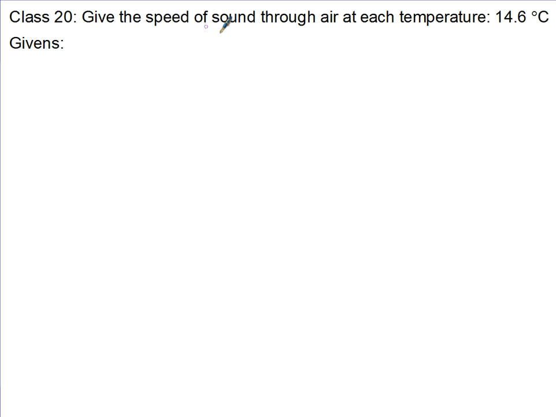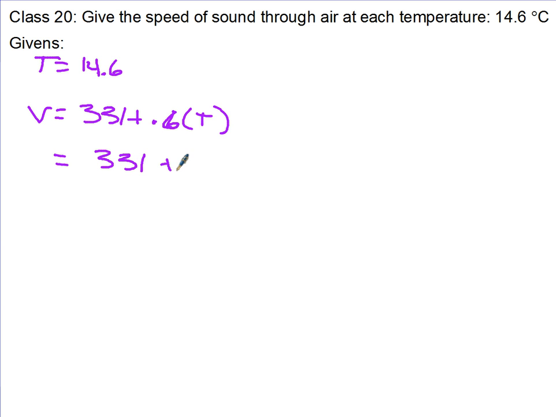What if we wanted to find the speed of sound through air when the temperature is 14.6? All right, T is 14.6. V is 331 plus 0.6 times your temperature. So this is 331 plus 0.6 times 14.6, which gives us a speed of 339.76 meters per second.